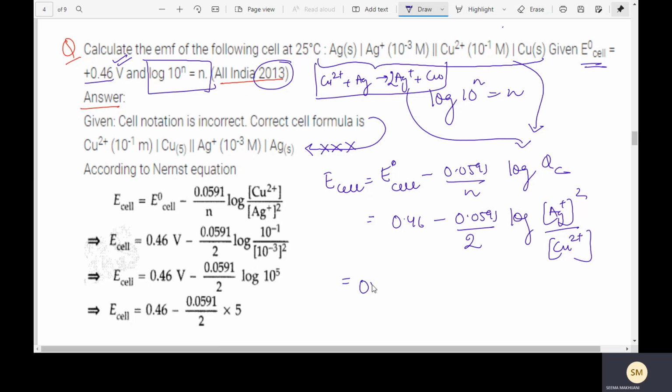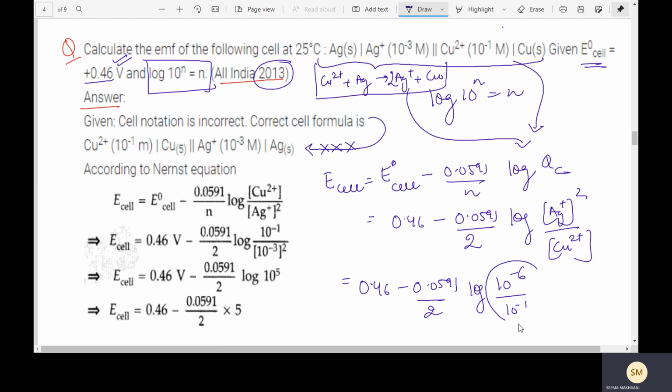So the next line would be 0.46 minus 0.0591 by 2 log of. Let's substitute the values. Ag positive is 10 to the power minus 3, so squaring it gives 10 to the power minus 6. Copper ion concentration is 10 to the power minus 1.